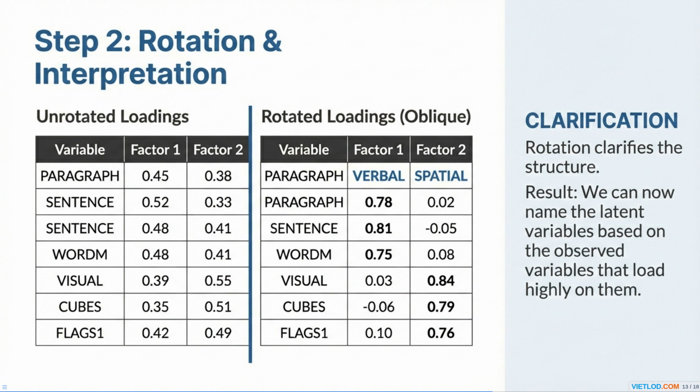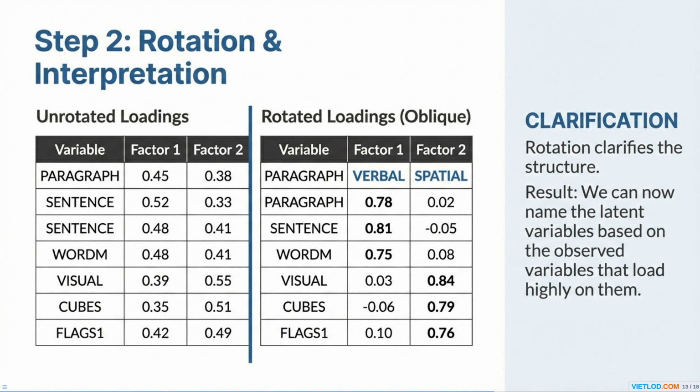Velicer's MAP criterion provides a more formal test. In this case, the output explicitly states that the MAP criterion is minimized at two factors. Since both the visual evidence from the scree plot and the formal MAP test agree, we can be confident in our decision to proceed with a two-factor solution.